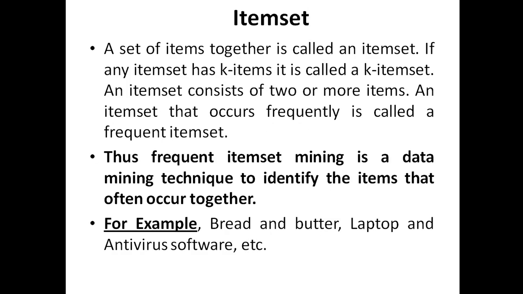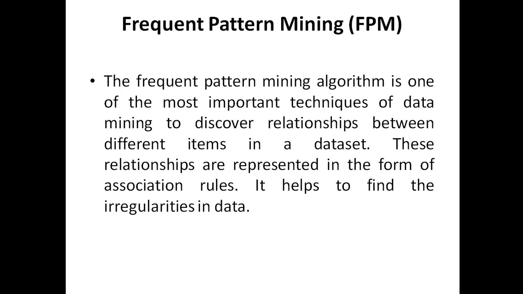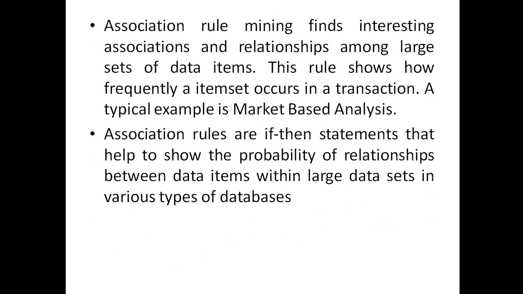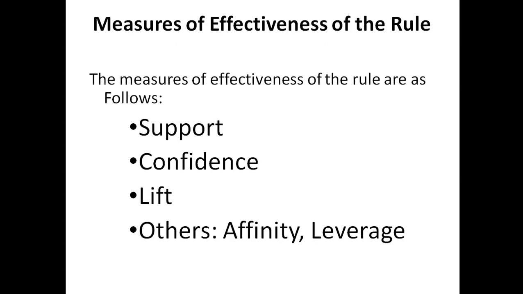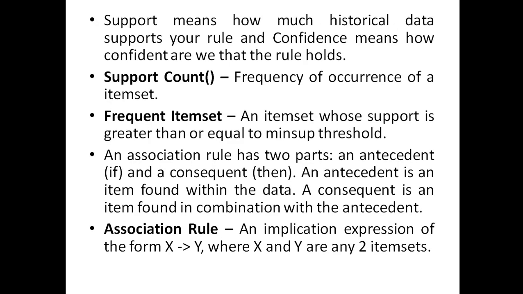So this is an example of a frequent item set. The FP-growth, we have discussed. It's an algorithm. So when to use it? We have a condition for where to apply association rules: only where the features take only two values. For example, a person who visits web page X is likely to visit web page Y. So we should have only two values. These are the measures: support, confidence, lift. Then there are others, affinity and leverage, but we will be concentrating on support and confidence.